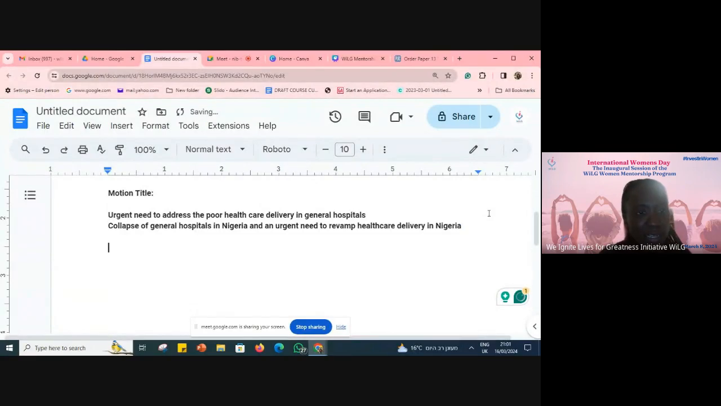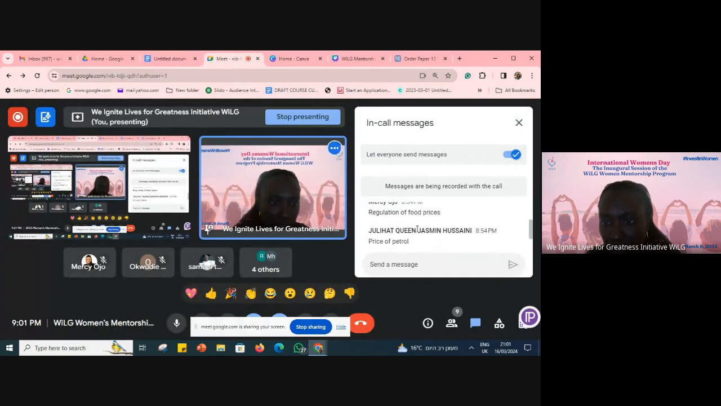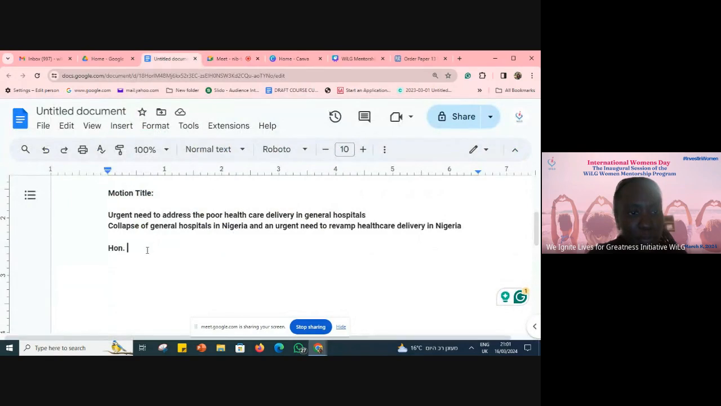So the next thing that comes in is the member's name. So, honorable. Who's our honorable today? Who spoke about health? Yeah, let's see. Okay. Chiamaka. Honorable Chiamaka. Yep. So Honorable Chiamaka is the one bringing this bill, this motion.